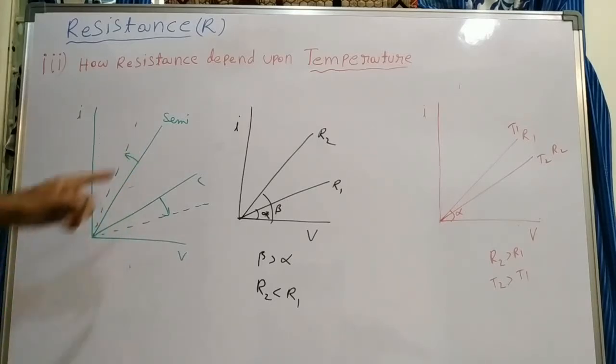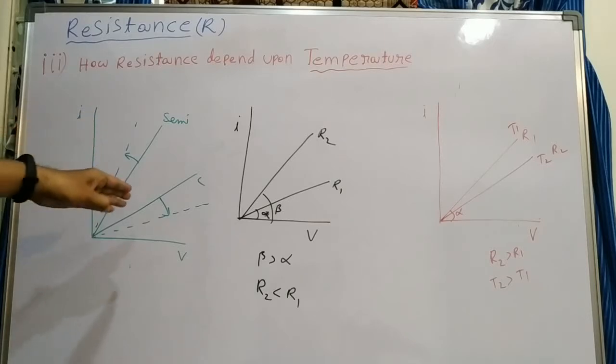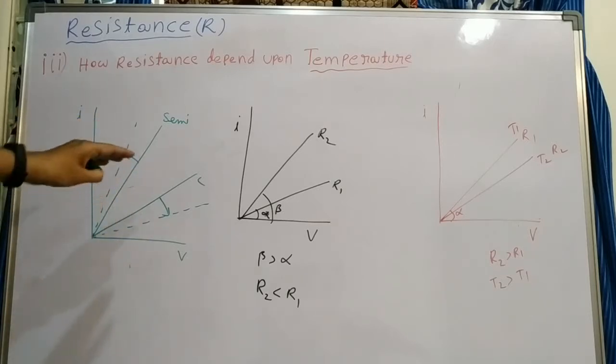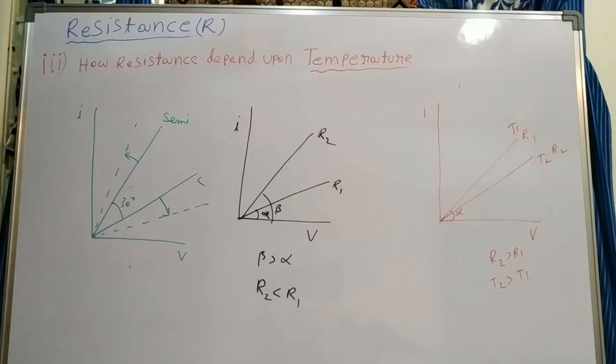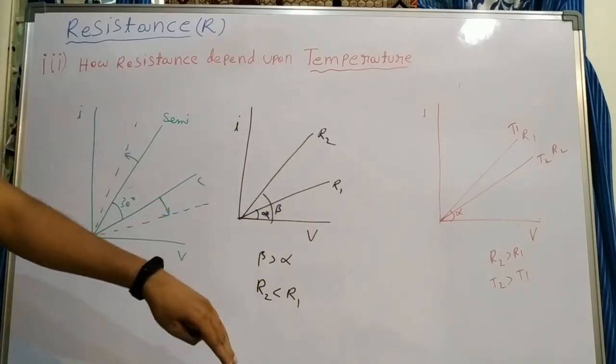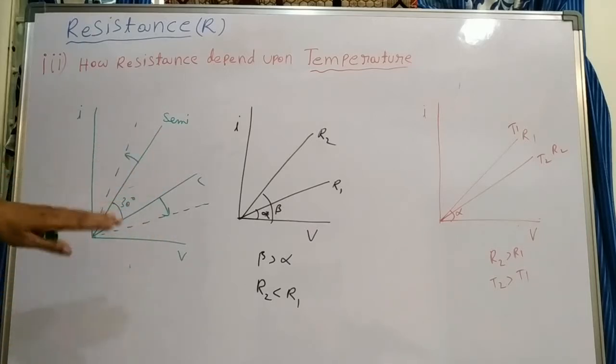Why? Because for conductors, on increasing temperature, resistance increases, but for semiconductors, on increasing temperature, resistance decreases. That's why they move to the opposite side. In some cases they gave an angle, something like 30. On increasing temperature, this angle increases. On cooling, this angle decreases, like that they ask. So one is a semiconductor, the other is a conductor, and in that case they move in opposite directions.